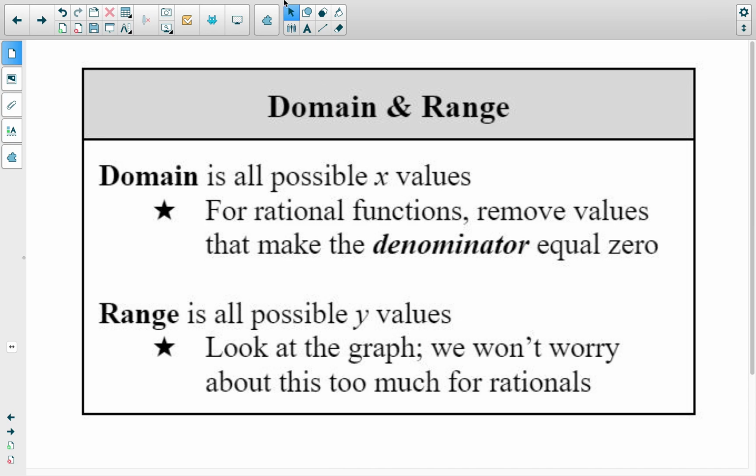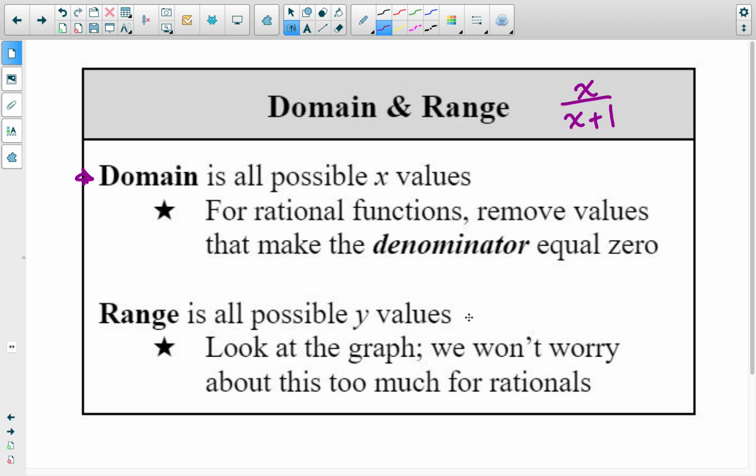So first off, domain and range, we're primarily going to focus on domain here. You don't have to worry about range really at all for me. Domain is all possible x values, range is all possible y values. We already know that. For a rational function, we need to remove values that make the denominator equal 0, right? Because a rational function is like a fraction and division by 0 is undefined, we need to remove x values that would make the denominator become 0.